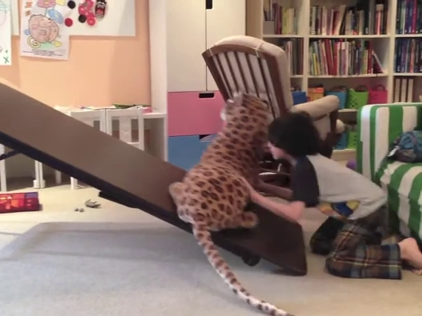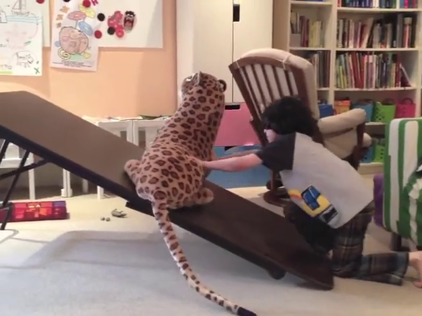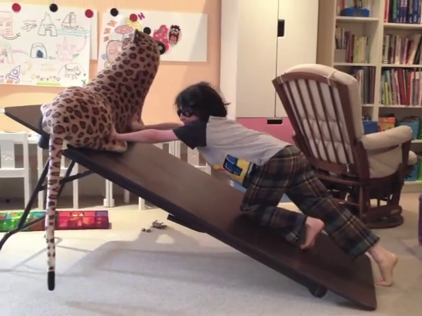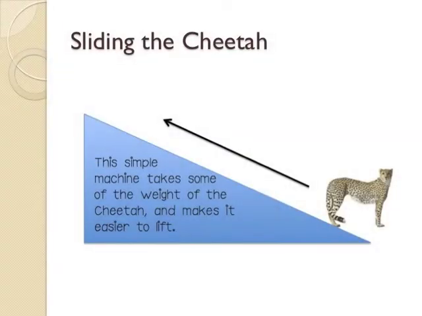To make it easier to lift the cheetah, the boy decides to use a ramp. Look how easily he pushes it up the ramp. The ramp, a simple machine, takes some of the weight of the cheetah and makes it much easier to lift.